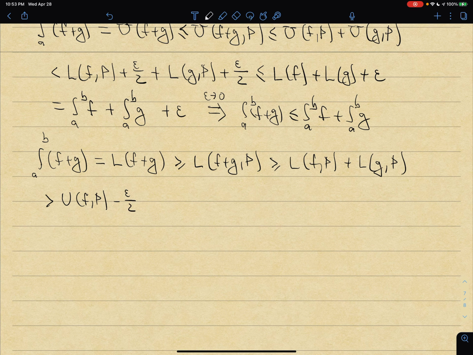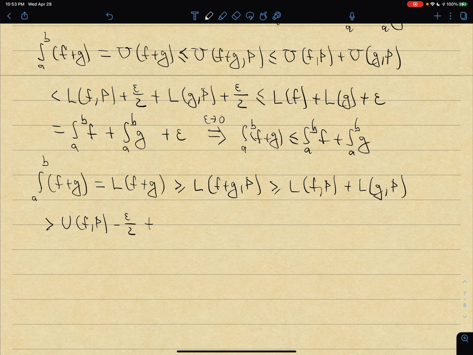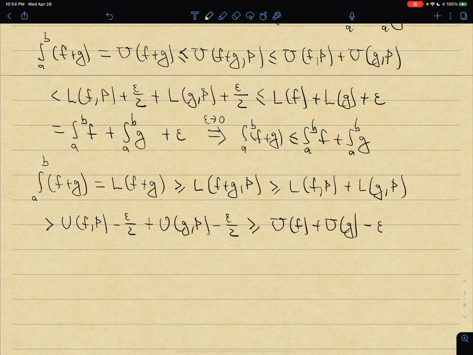And for L of gP, exactly the same inequality held. So L of gP should be greater than U of gP, again, minus epsilon over 2. Okay, fine. So now, how is U of fP related to U of f? Upper Darboux sum, how is it related to upper Darboux integral? Upper Darboux sum is larger because upper Darboux integral is infimum of upper Darboux sums. So then this must be greater or equal than U of f, right? U of fP is greater than U of f. U of gP is greater than U of g. And then we have 2 epsilon over 2 that we're subtracting, so minus epsilon.